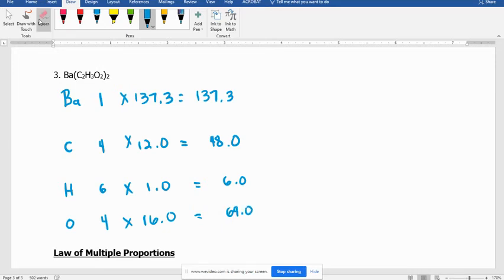The 4 didn't come out real well. That almost looks like a 9. Try that again. There we go.